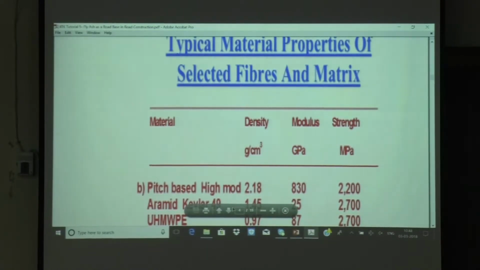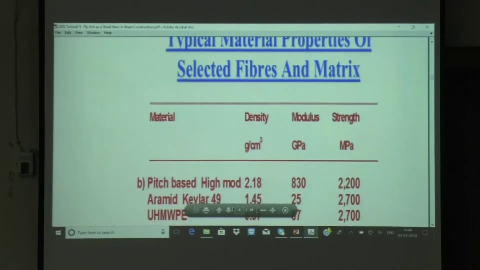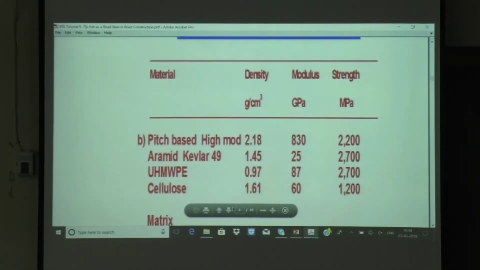All right. Think about it. It can be 1000 GPa, something like that. Carbon can show pretty high modulus of elasticity. Now, Kevlar fiber has high strength and low density. Then ultra high molecular weight polyethylene has density less than 1, but all of them have pretty high strength. Even cellulose has strength of about 1200 MPa. So this is why these fibers are quite useful.